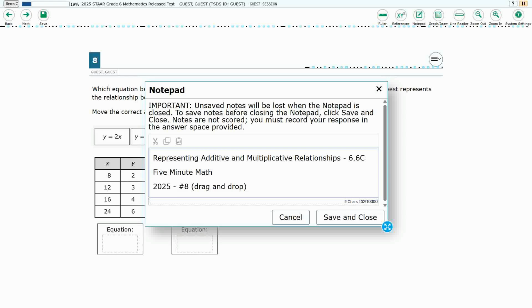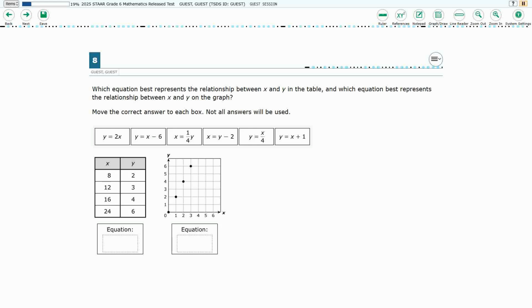Today we are looking at the sixth grade concept of representing additive and multiplicative relationships. This is standard 6.6c in the great state of Texas, and we are using item number 8, the 2025 released STAAR test. This is a new item type called drag and drop. If you haven't done so already, please go ahead and take a moment to pause the video, work this problem out on your own, unpause it, and we will look at our answers together.